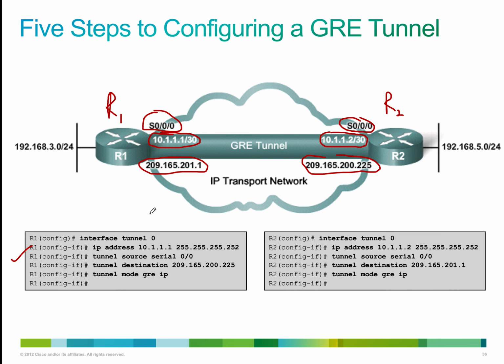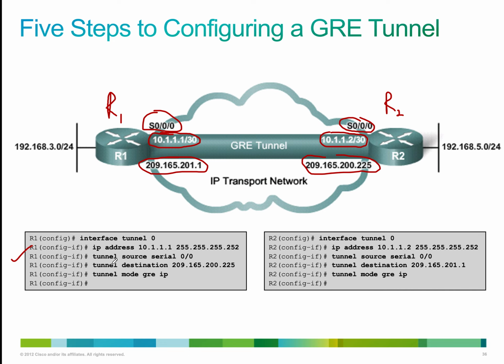Look at it. We already give them. You create the interface. You say Router1(config)# interface tunnel 0. Then you put the IP address: Router1(config-if)# ip address 10.10.1.1. Then you put the subnet mask 255.255.255.252. You follow it with the subnet mask. So you're configuring the router interface.